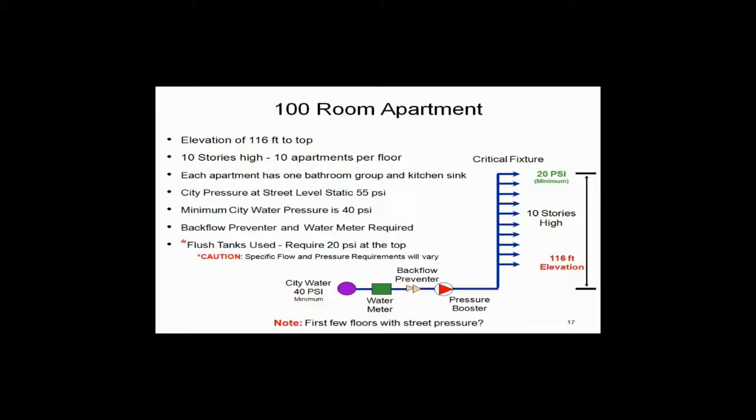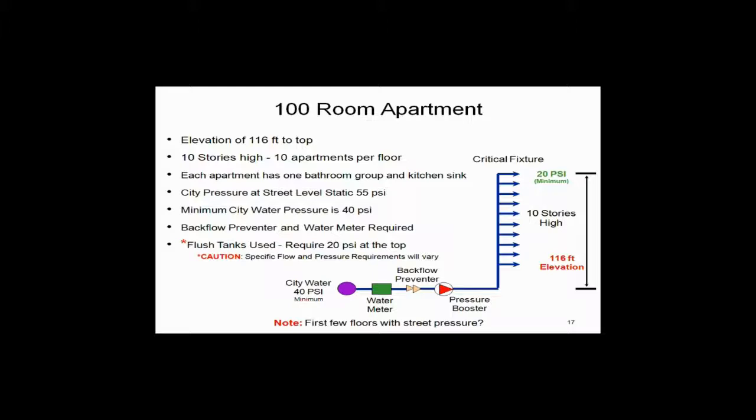But backing up just a little bit, here's my 100-room apartment again. Slow down just a second. Pay attention to me just a quick minute. Take the time when you're getting ready to do a pressure booster application to make a very simple, crude sketch. This is complicated enough right here. But the question to you should be, what are you trying to do?